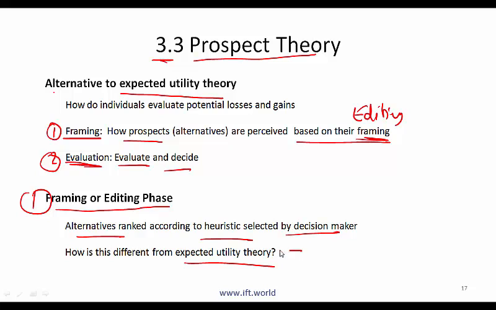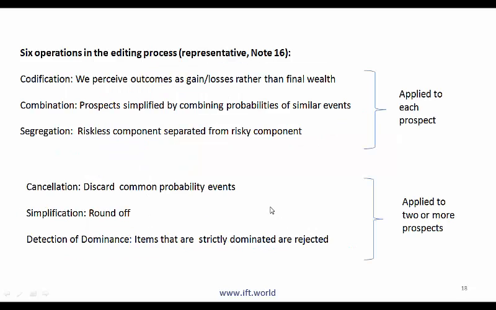So the level of rigor and complexity in utility theory is what makes it different from prospect theory. Prospect theory is not saying that you are doing something irrational. It's just saying that you are maybe simplifying your process. Now, just to give you an idea, in your framing process, and the terms framing and editing are used interchangeably, there are 6 operations.